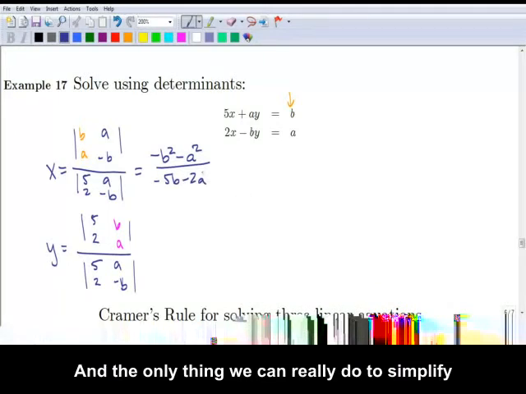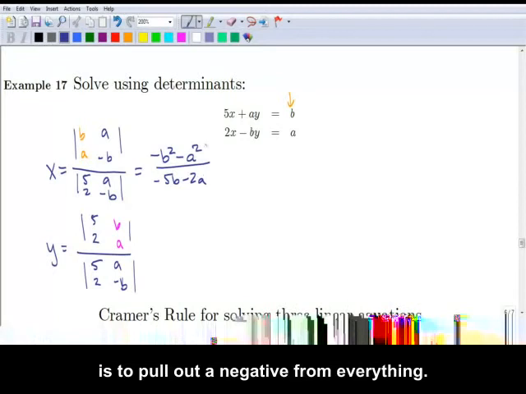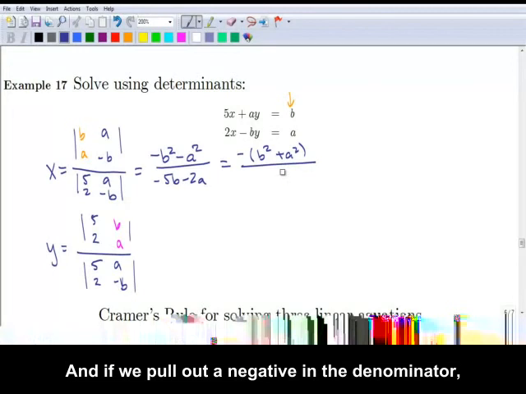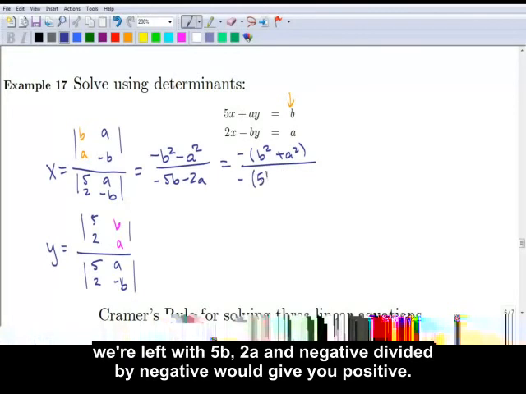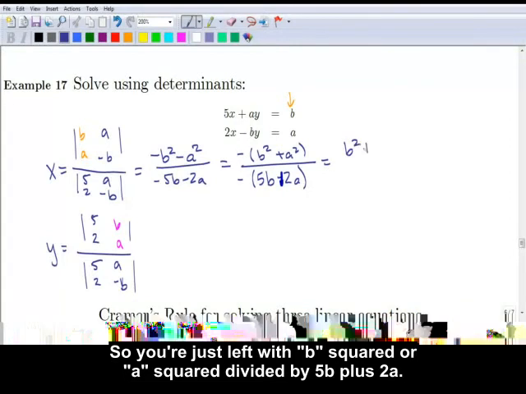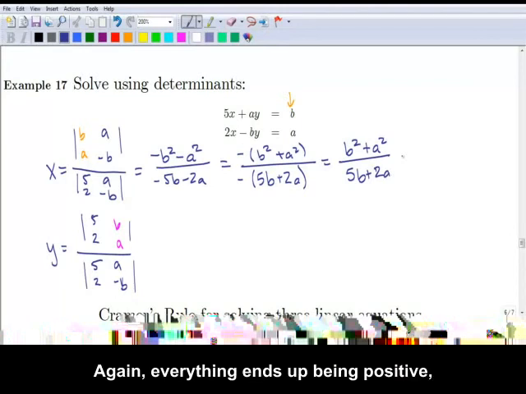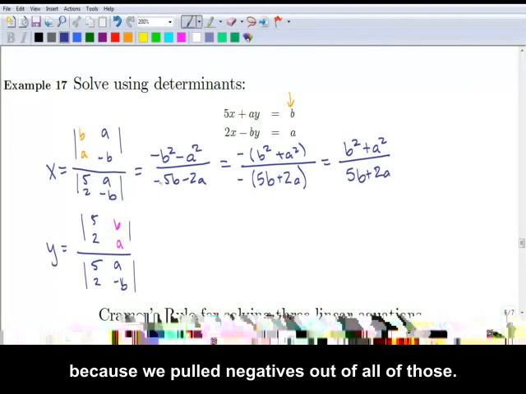And the only thing we can really do to simplify is to pull out a negative from everything. So if we pull out a negative, we end up with b squared plus a squared up top. And if we pull out a negative in the denominator, we're left with 5b plus 2a, and negative divided by negative would give you positive, so you're just left with b squared plus a squared divided by 5b plus 2a. Again, everything ends up being positive because we pulled negatives out of all of those.